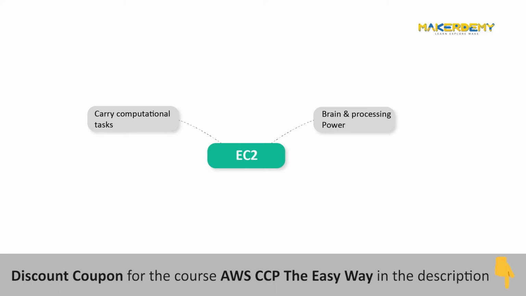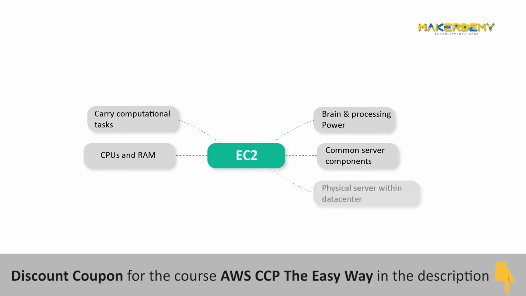So essentially, compute is closely related to common server components which many of us will already be familiar with, such as CPUs and RAM. With that in mind, a physical server within a data center would be considered a compute resource, as it may have multiple CPUs and many gigabytes of RAM to process instructions given by the operating system and applications.